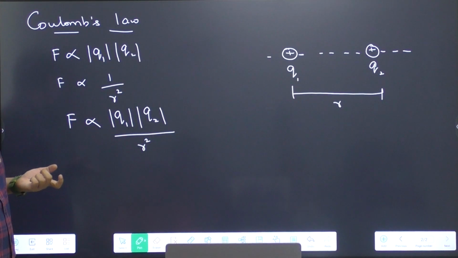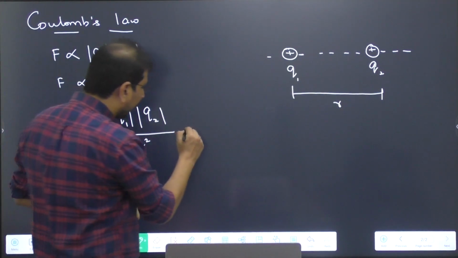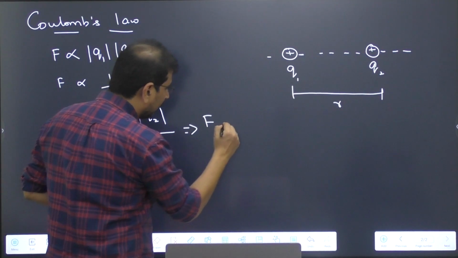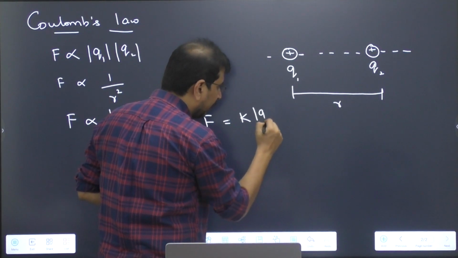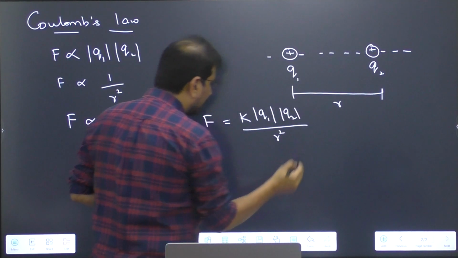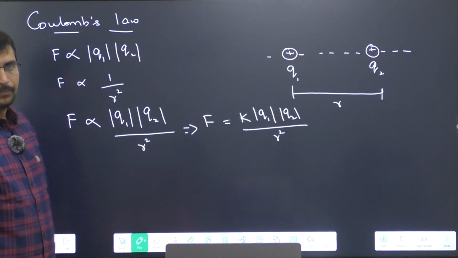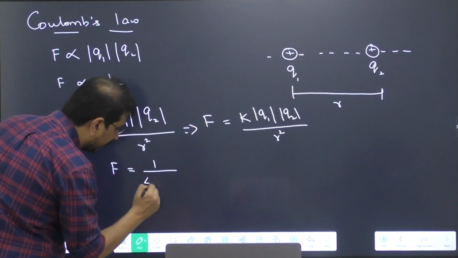So obviously, for me to remove this proportional symbol, I need to introduce a constant. And that constant will be something like this. It is K times magnitude of Q1 into magnitude of Q2, the whole divided by R square. So K in this case is going to be 1 divided by 4 pi.